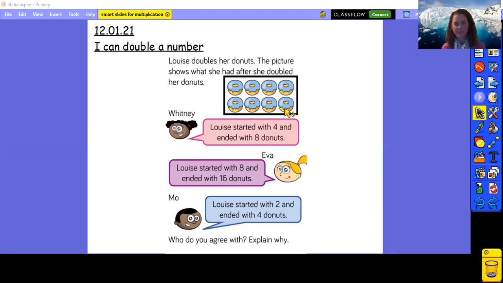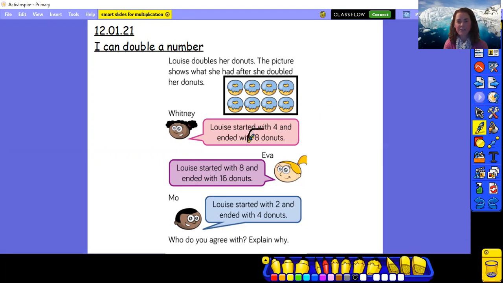Let's have a look. So Whitney says she ended with 8. Eva says 16, Mo says 4. So Whitney says that she ended with 8. Okay, so that's a really good start to answering this question. So do we think that Louise started with 4 donuts if our end total is 8? Remember what I just said about halving being the opposite of doubling.